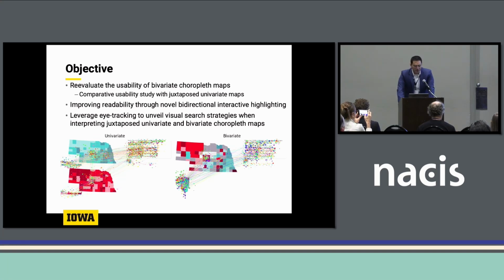In my literature review, and full disclosure, I am an informaticist, not a geographer or cartographer, but thank you for having me here. I discovered that for the most part, bivariate maps were classified as expert or scientific maps, and that they were hard to read or use. I personally didn't buy into that, so I wanted to reevaluate bivariate choropleth maps through a comparative usability study. I also introduced an interactive feature hoping to improve their readability. And lastly, leveraging eye tracking, I wanted to explore the differences in visual search strategies and patterns when interpreting these types of maps.